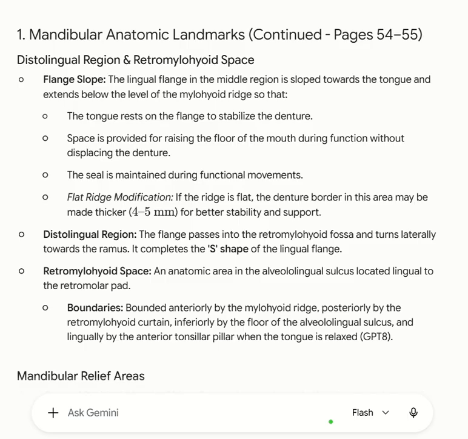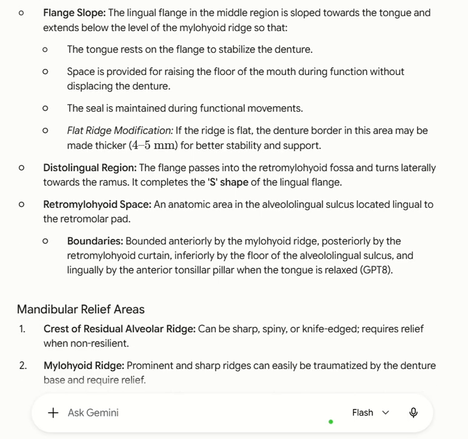Space is provided for raising the floor of the mouth during function without displacing the denture. The seal is maintained during functional movements. Flat ridge modification: if the ridge is flat, the denture border in this area may be made thicker for better stability and support. Distolingual region: the flange passes into the retromylohyoid fossa and turns laterally towards the ramus. It completes the S shape of the lingual flange.